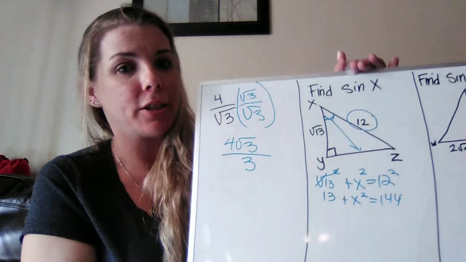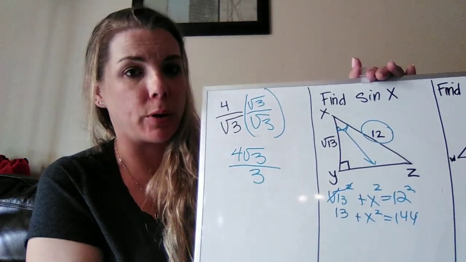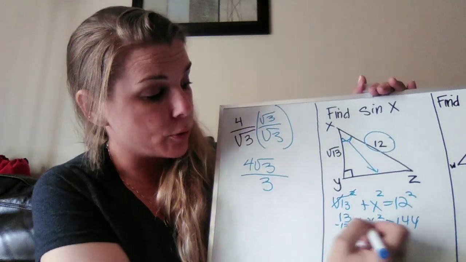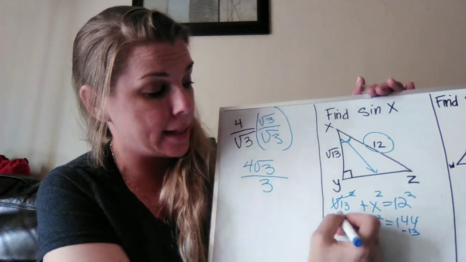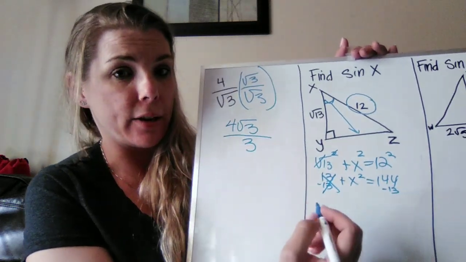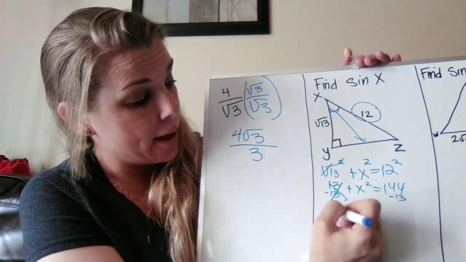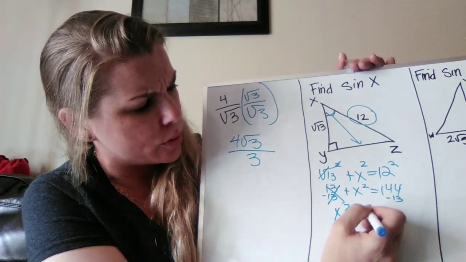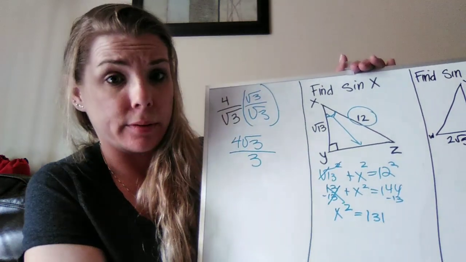From here, you guys should know what to do. You subtract 13 from both sides. So subtract 13, these cancel out. Okay, you guys can still see, hopefully. X squared now equals 131.